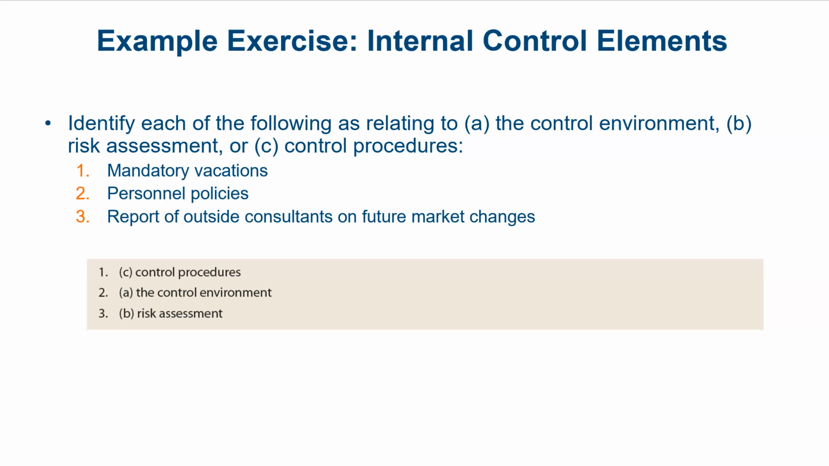Okay, so now we're going to apply the definitions and determine if each of these would relate to the control environment, the risk assessment, or the control procedures. So mandatory vacations is a procedure that we put into place, so control procedures. Personnel policies is how we set out that environment, so that's control environment. And a report of outside consultants on future market changes is a risk assessment.